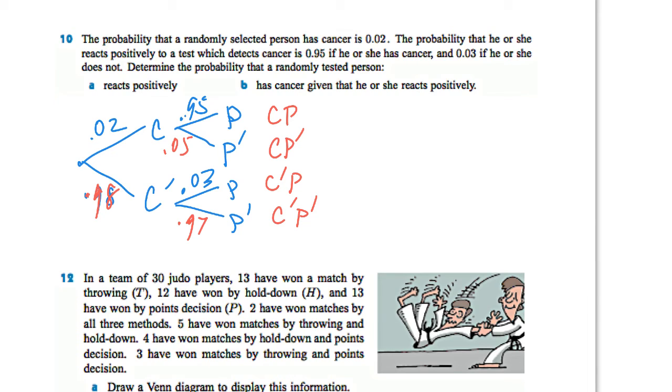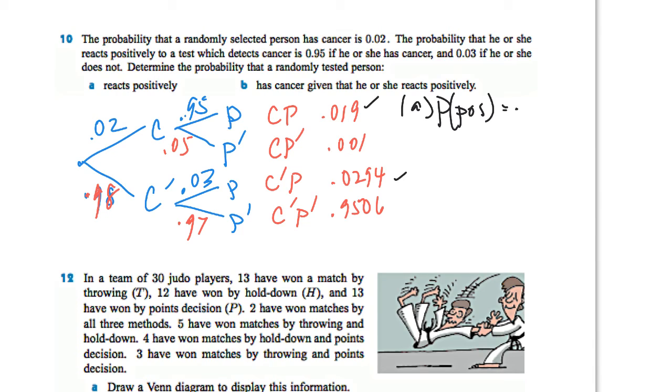The probabilities of these outcomes are just multiplying the branches together. So I've done that. That's 0.019, 0.001, 0.0294, and 0.9506. Okay, so then the questions. Part A, what's the chance someone comes up positive? So I'd go to the branches where a positive result happened, and I add. So that's 0.019 plus 0.0294. Adding those, we get 0.0484.